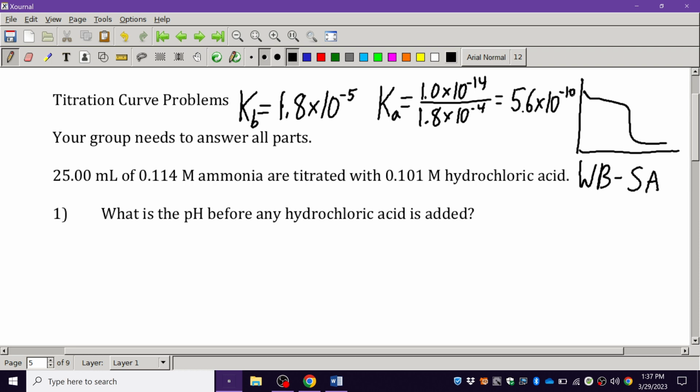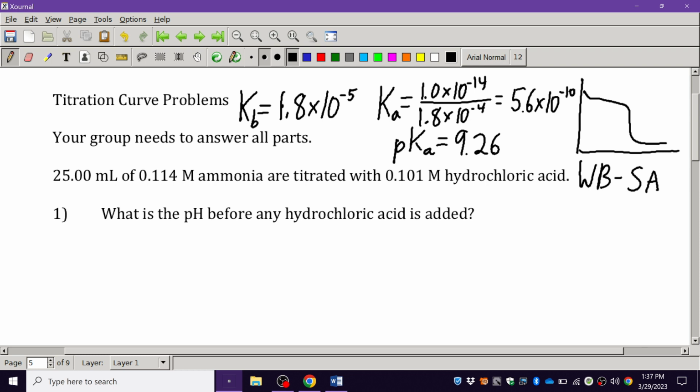This is a buffer, right? So not only do we need the Ka, we might need the pKa. So let's figure that out. What's the negative log of 5.6 times 10 to the negative 10th? Yes. Okay. So we got everything. All right. Oh, actually, we're working on it. We still have a few more things to do.